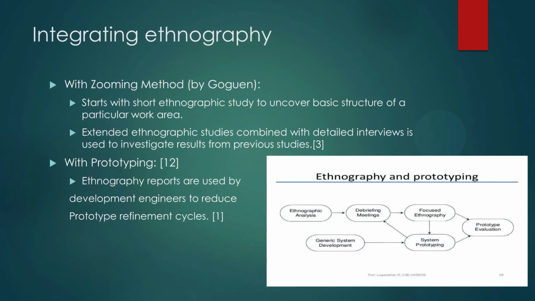Integrating ethnography into requirements using the zooming method. This process kickstarts with a very short ethnographic study to uncover the basic structure of a certain work area. Extended ethnographic studies combined with detailed interviews are used to investigate results from previous studies. With prototyping, ethnography reports guide the development of the prototype so that very few prototype refinement cycles are required.